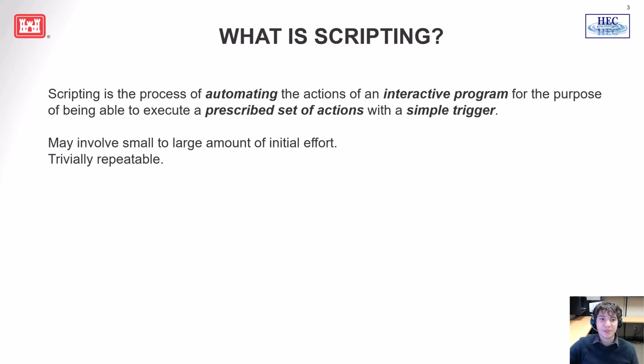So first, scripting is the process of automating the actions of an interactive program for the purpose of being able to execute a prescribed set of actions with a simple trigger. So the important words there is that we're trying to automate a prescribed set of actions. So manual steps that you do normally within the CAVI, if they're long and tedious, we want to automate those to all be done with a click of a button, a simple trigger within our code. And we're doing this via an interactive program. So this program is coded in our SWMS scripting language, and it's taking advantage of the SWMS scripting API.